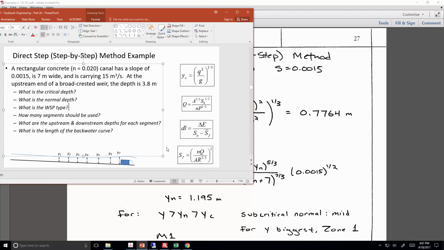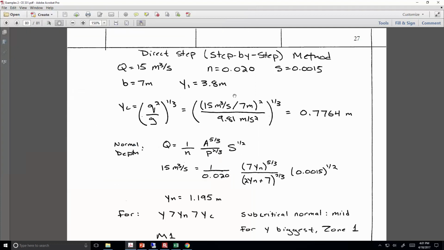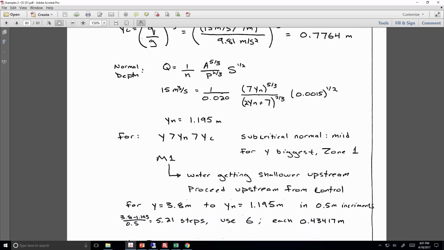Because if you do the calculations, we know the water depth is going from 3.8 until 1.195, and the most we can do is increments of 0.5. That means if we're going from 3.8 to 1.195, and each one of the steps can be up to 0.5 meters, then we should do 5.61 steps. And so we'll use 6, because if we used 5, then each one of the changes in depth would be too big.